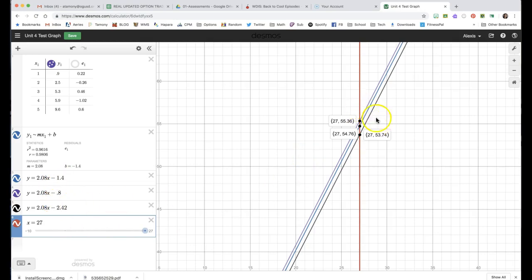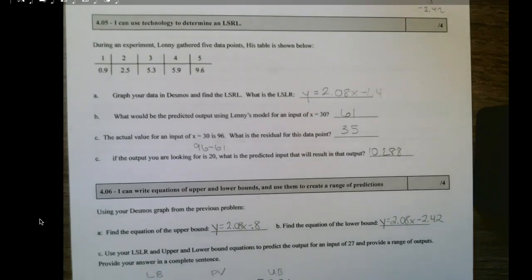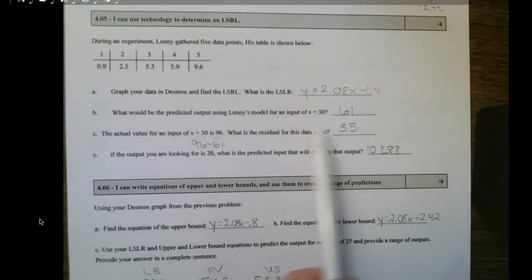If you didn't have Desmos to just click on these points, what you would have to do is take 27 and plug it into the predicted model, plug it into the upper bound model, and plug it into the lower bound model. You would get those values and end up with the same answers. So written out, I'm going to show you the answers here.